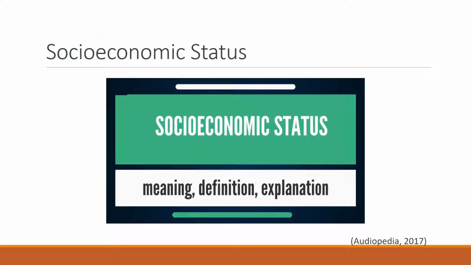The second term that we need to be familiar with is socioeconomic status. Socioeconomic status (SES) is an economic and sociological combined total measure of a person's work experience and of an individual's or family's economic and social position in relation to others, based on income, education, and occupation. SES is a way of describing someone's social standing or class.